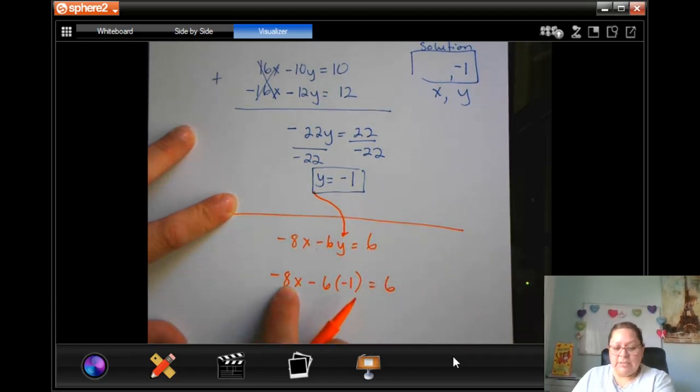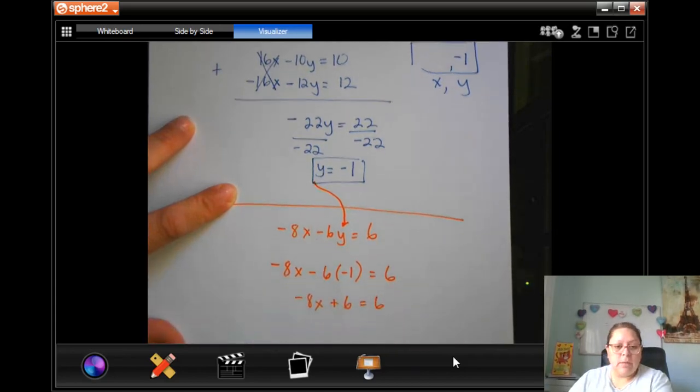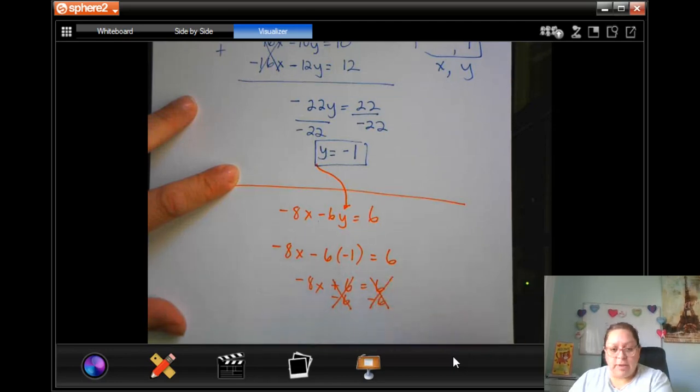This stays the same, doesn't change, so just bring it down, negative 8x. Negative times a negative makes a positive, so that's going to be a plus 6 equals 6. Okay. Subtract 6 from both sides. My 6's cancel here, and guess what? They also cancel there. That leaves behind a 0. It leaves a 0 here too, but I'm just going to ignore that. And then bring down the negative 8x.